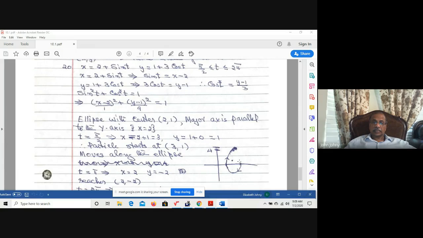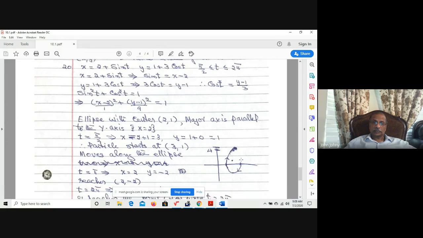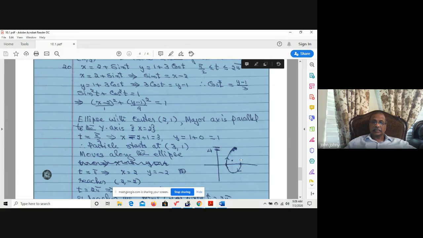No, it's not exactly here, it is here. So there is a small correction there. It starts at this point, not 3, 0. It is at 3, 1. This is 1. So there is a minor mistake there. Please correct it. It starts at 3, 1 and moves along the ellipse.